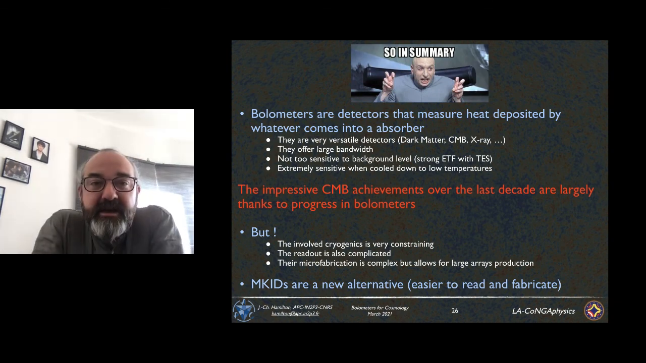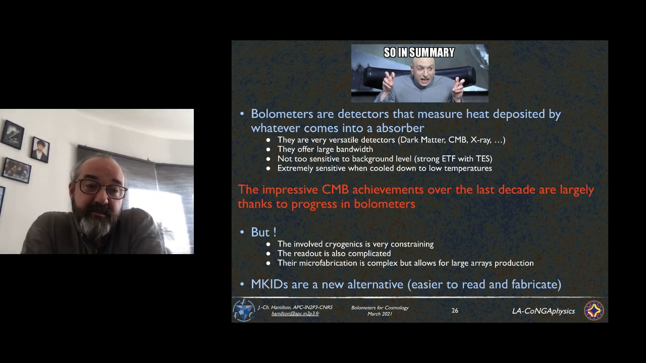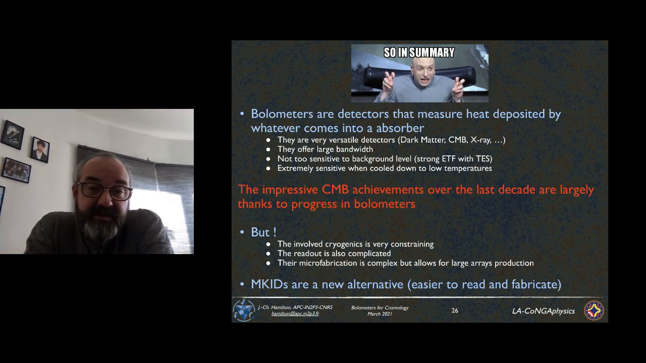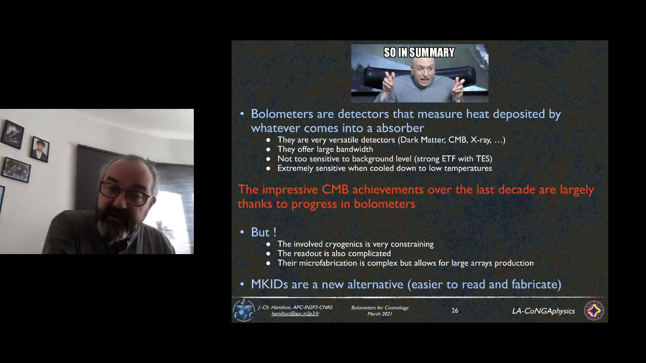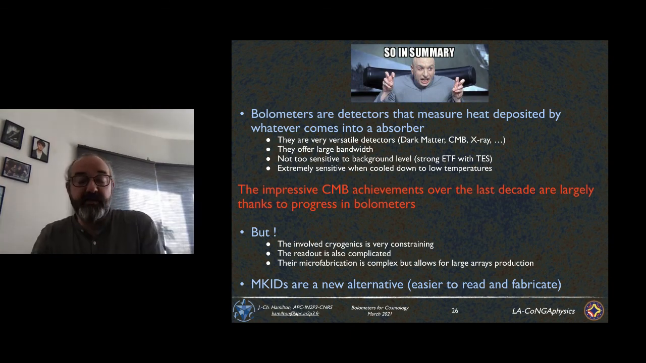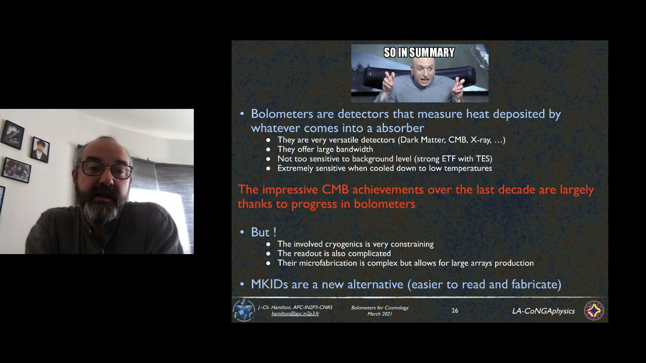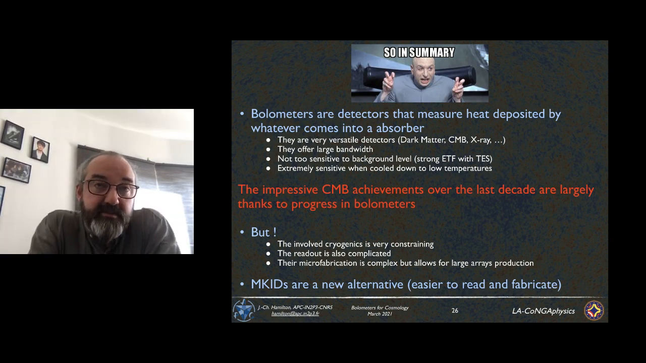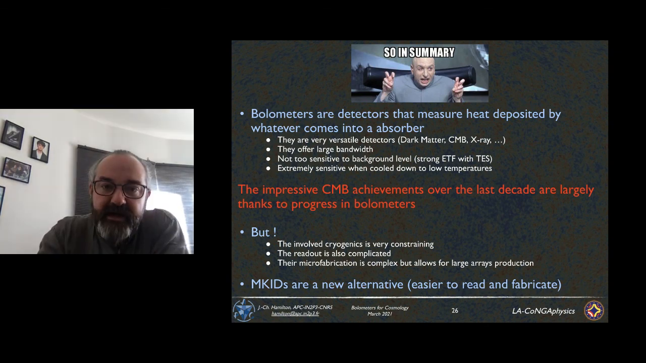So this is the end of this talk. So in summary, bolometers are very nice detectors that measure the heat deposited by whatever comes into an absorber. They have the advantage of being very versatile detectors, which can detect dark matter particles possibly, but also radiation like CMB, but also X-rays or whatever. They offer an extremely large bandwidth, which allows a higher sensitivity because you collect more photons. They're not too sensitive to the background level, especially if you're in a strong electrothermal feedback with TES, because you're stabilized into the transition.